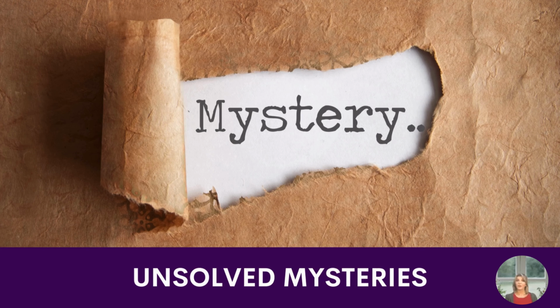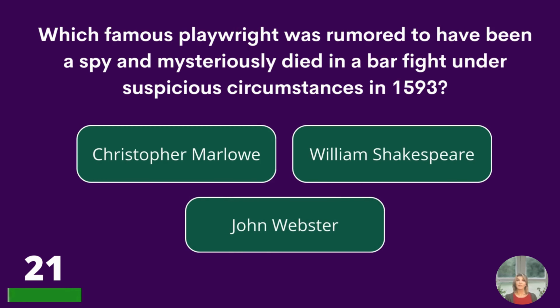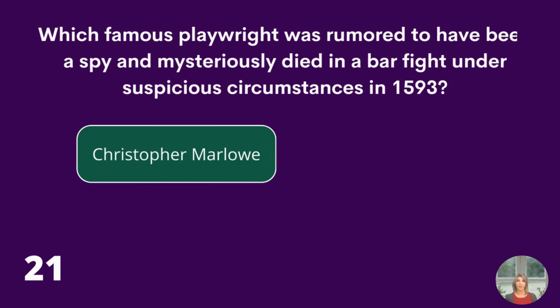And let's move over to Unsolved Mysteries for question 21. Which famous playwright was rumored to have been a spy and mysteriously died in a bar fight under suspicious circumstances in 1593? Christopher Marlowe.